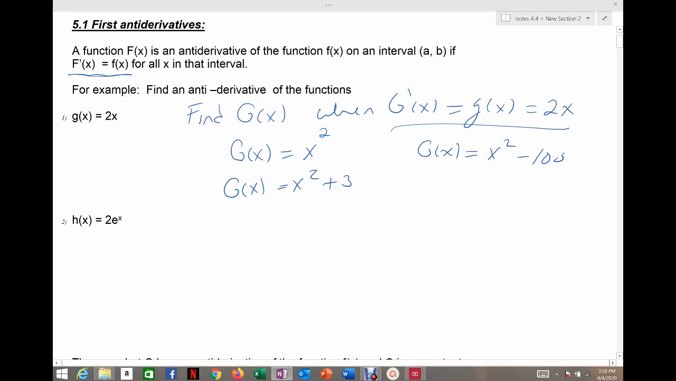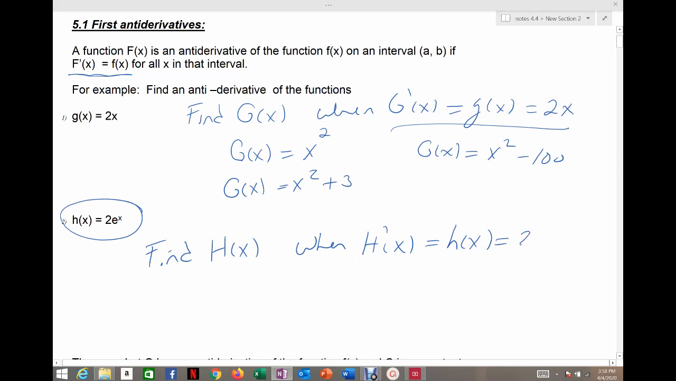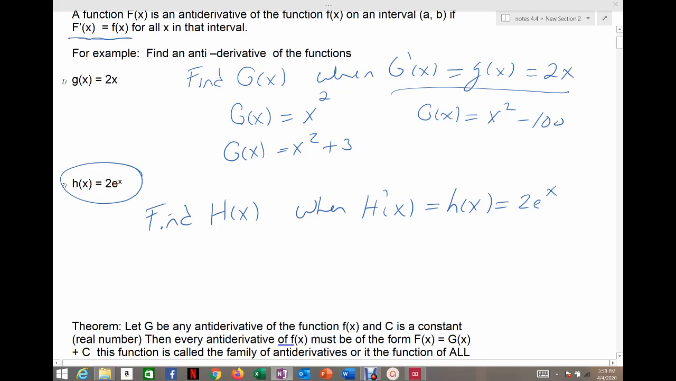And that's going to lead us to our next theorem. Now before we get there, I'm going to do the other example. Again, what I want to find is the antiderivative of h of x. So I want to find a capital H of x, the antiderivative, so that when I take the derivative of my antiderivative, it gives me out the function I'm given, which is 2e to the x. So what function, when I take its derivative, do I get 2e to the x? Well, 2e to the x's derivative is itself. When I take the derivative of 2e to the x, I get 2e to the x.